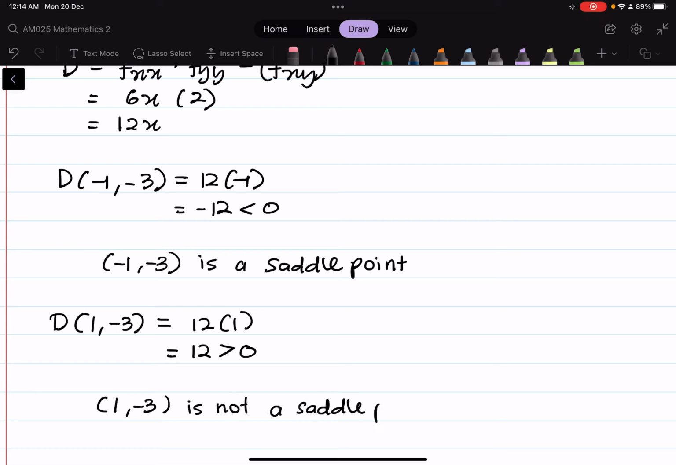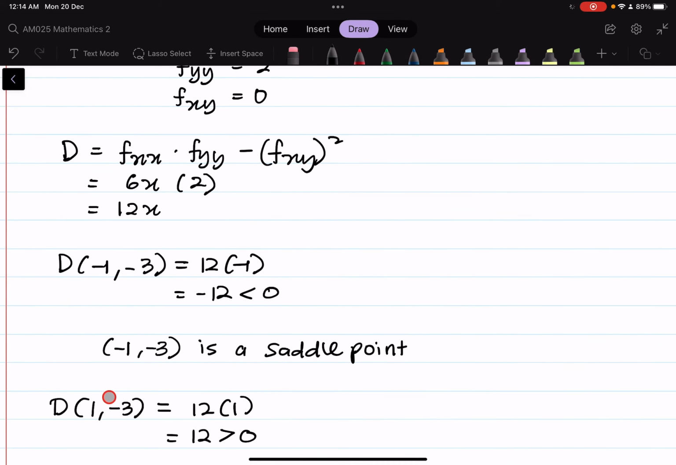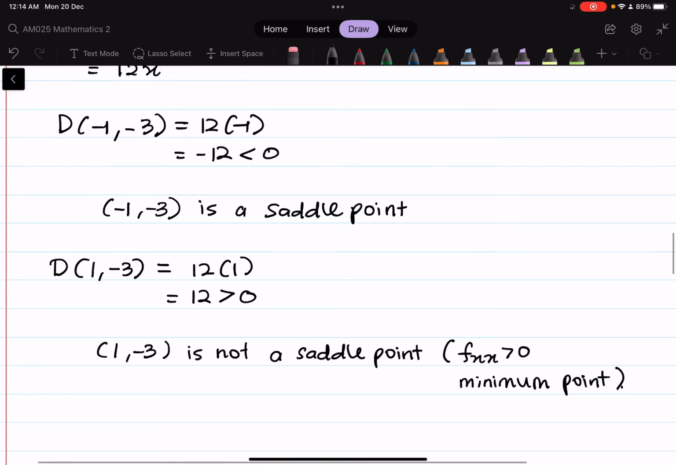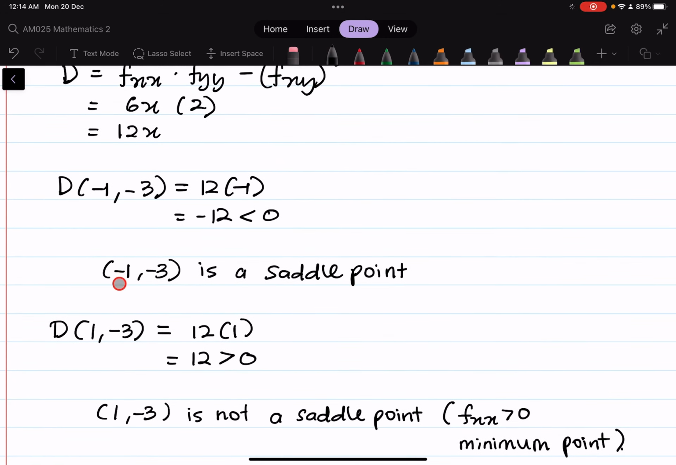So if it's not a saddle point, what type of point is this? If we look at f sub xx, we substitute 1 into 6x, we're going to get f sub xx is positive. So it is a minimum point. So we only have one saddle point, which is negative 1, negative 3.